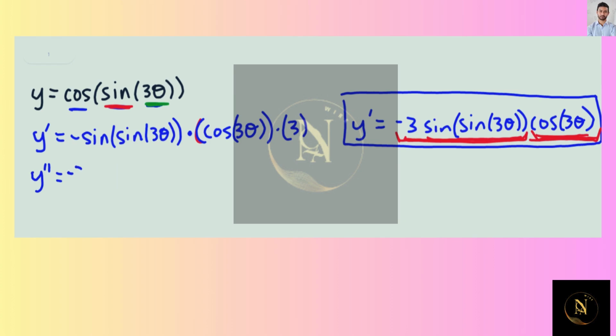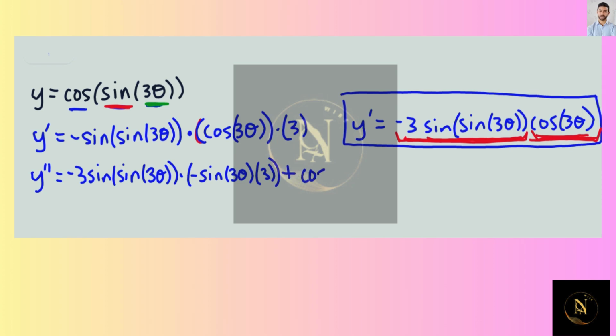So the first would be negative 3 sine of 3 theta times the derivative of the second. The derivative of cosine is negative sine, so times negative sine of 3 theta times the derivative of the inside, 3. So that's the first times the derivative of the second, plus the second, cosine of 3 theta, times the derivative of the first.